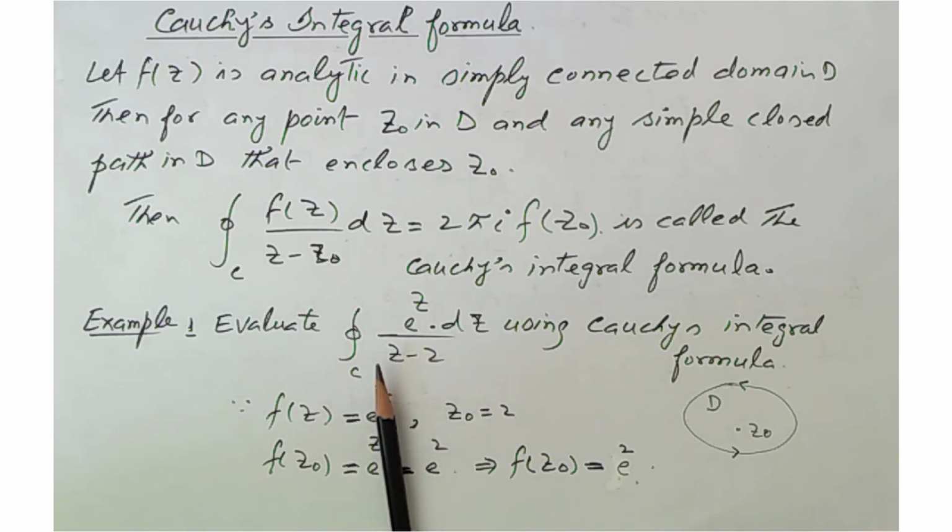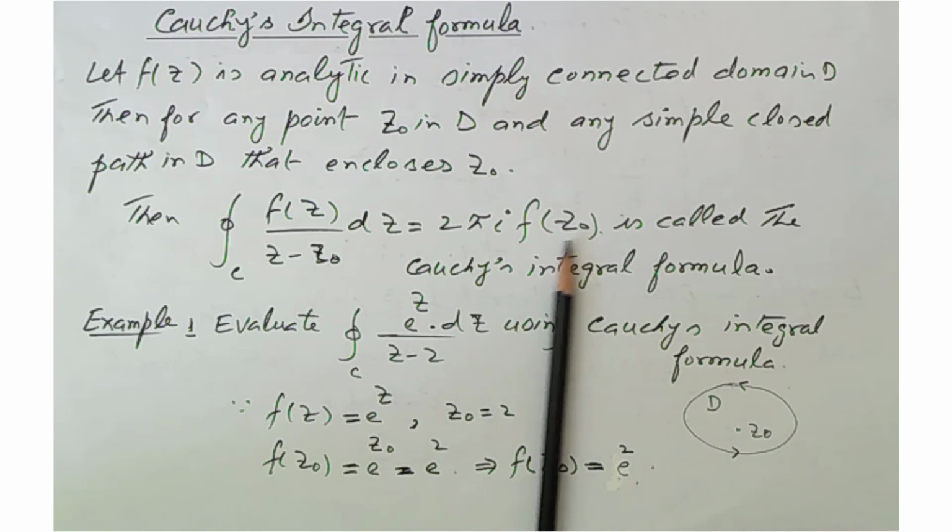Because if we take z minus 2 and put z equal to 2, this becomes 0 and the total becomes infinity. So we consider only f of z equal to e^z. The value of z naught is 2. So here we put the value of z naught. Z naught is 2, so by putting z naught equal to 2, we find e squared. So f of z naught is e squared. By using this formula, we put here f of z naught.